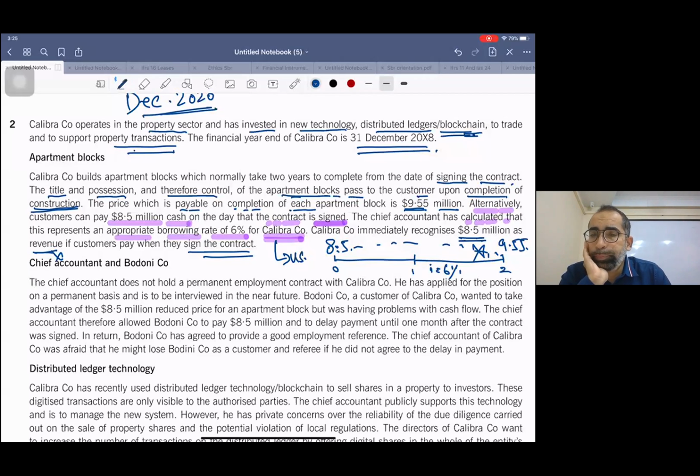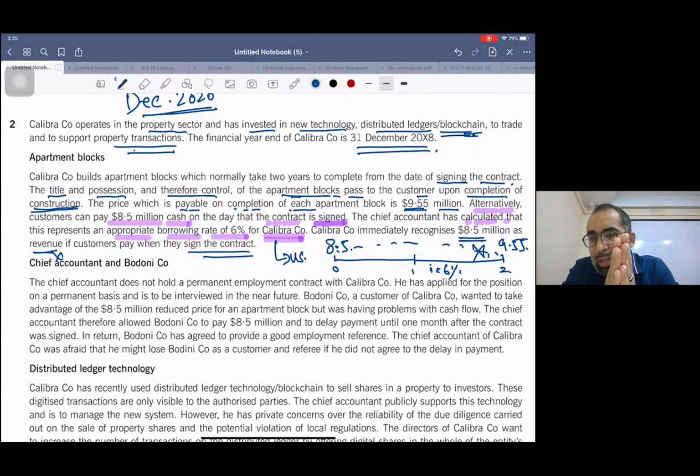Okay, so now what should be the treatment? The treatment is, on day one, this 8.5 million must be treated as a loan. But this guy is saying yes, 8.5 million for one block. This guy is saying 8.5 million we'll book in the revenue. This is wrong treatment. Why wrong treatment?